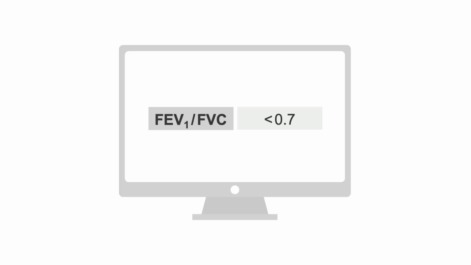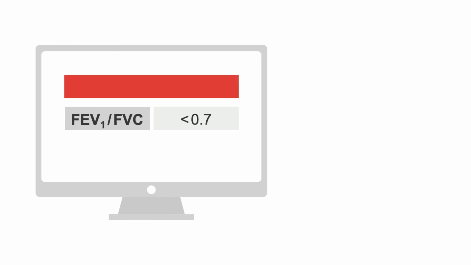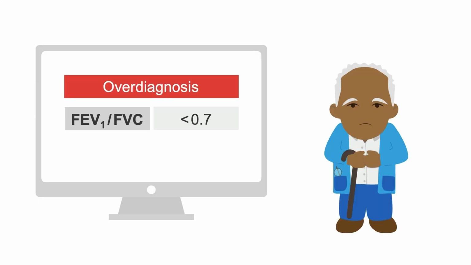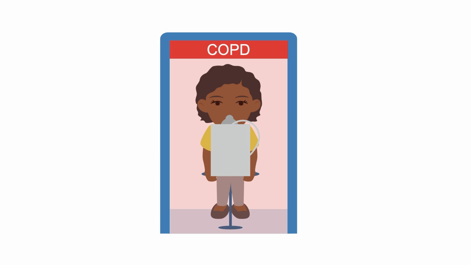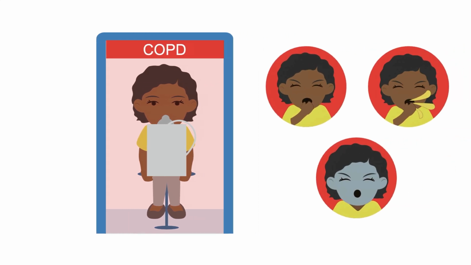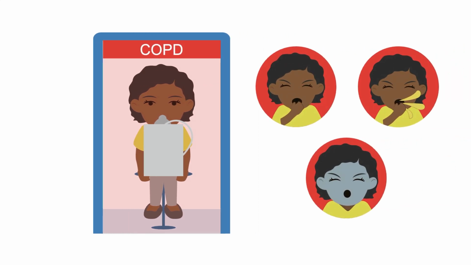But keep in mind, there are always exceptions. For example, using the 0.7 ratio as a diagnostic threshold for COPD in older patients may lead to overdiagnosis and underdiagnosis in younger patients. Remember that the diagnosis must be in the context of progressive COPD symptoms, as other lung diseases can also present with fixed airflow limitations.